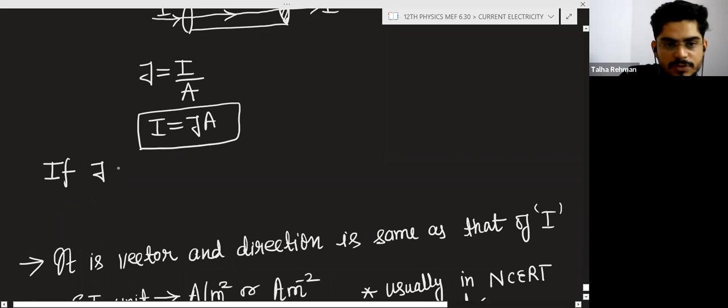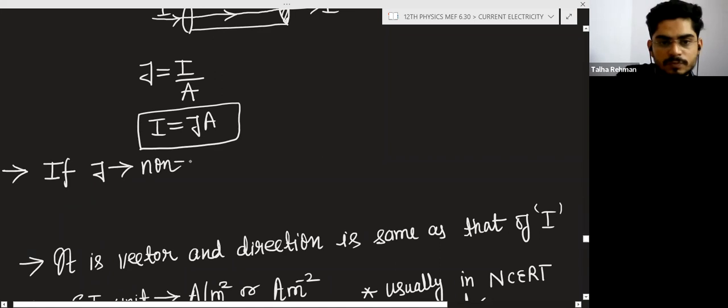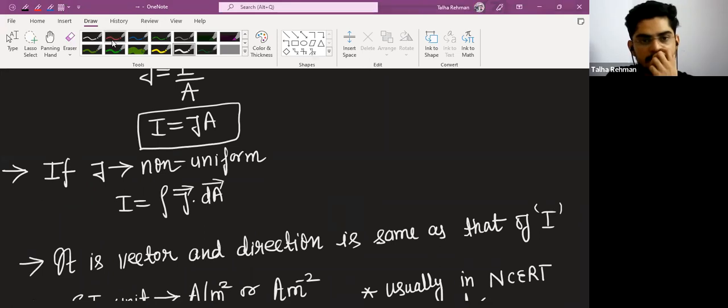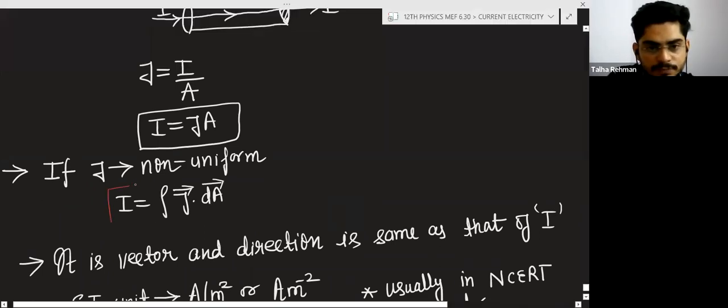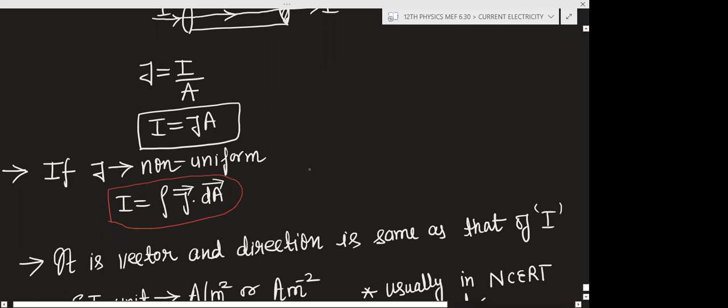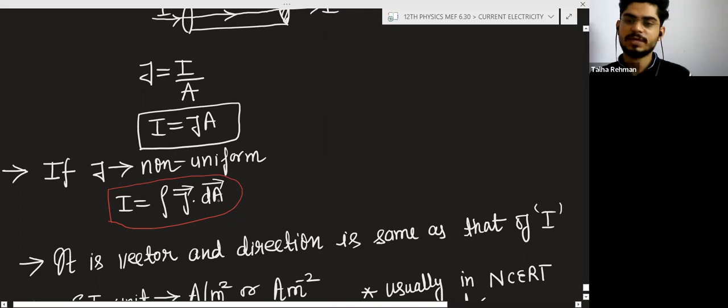If J is non-uniform, then current can be calculated as the integral of J vector and the area vector. Is area a vector or a scalar? Scalar. But I have written here the area vector. Why?